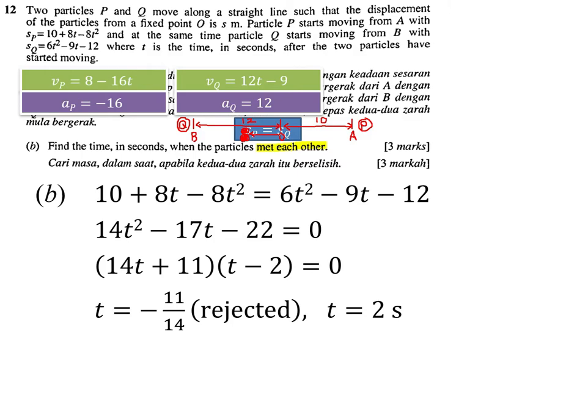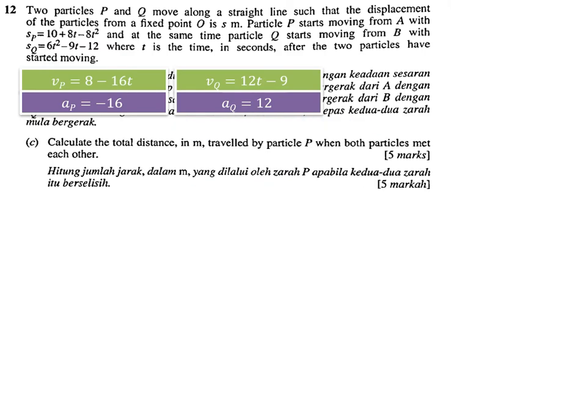Okay, how do we know where they meet? We put the value of 2 inside the equation. 10 plus 8 times 2 minus 8 times 2 squared. We get a displacement of negative 6. They will meet somewhere at the left hand side of O with a distance of 6 meters from point O. So 1 mark will be given when you apply the concept of same displacement. When you factorize it, you have 1 mark, and 1 more mark for your final answer, which is the time equals 2 seconds.